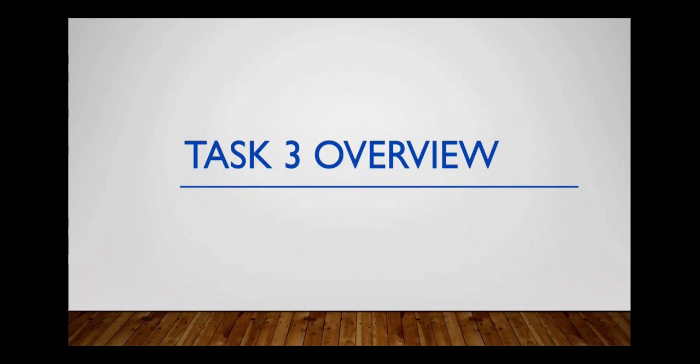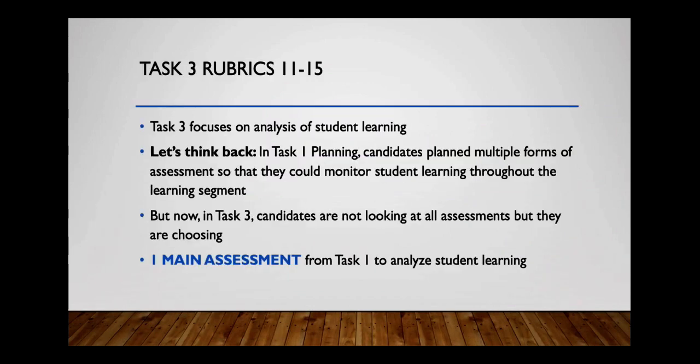Task 3 overview. The Task 3 rubrics are rubrics 11 through 15 for most handbooks. World Language, remember, has only 13 rubrics because the academic language rubrics are omitted. Task 3 focuses on analysis of student learning.